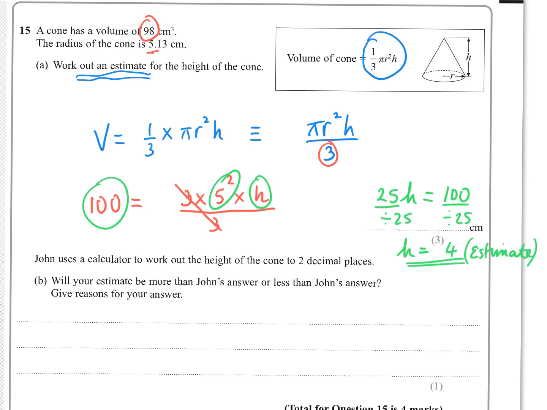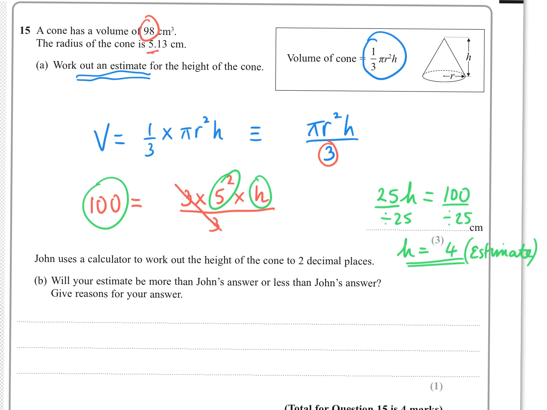Now the next part of the question says, John uses a calculator now to work out the height of the cone to 2 decimal places. Will your estimate be more than John's answer or less than John's answer? Give reasons for your answer. Right, so we don't have a calculator in this exam. So what I would do is I would probably rearrange the formula.